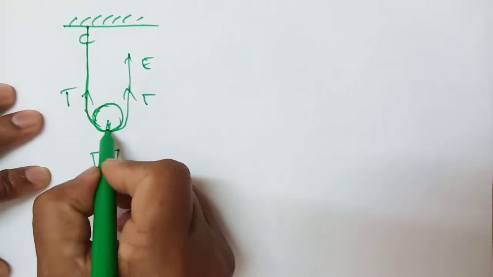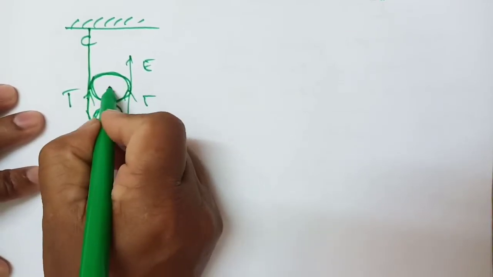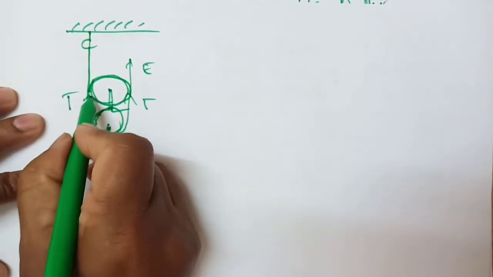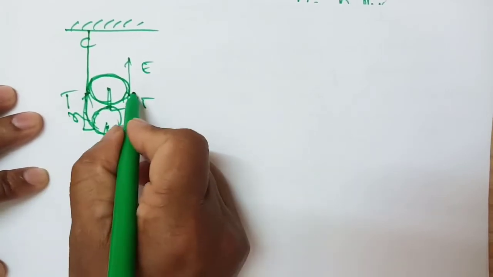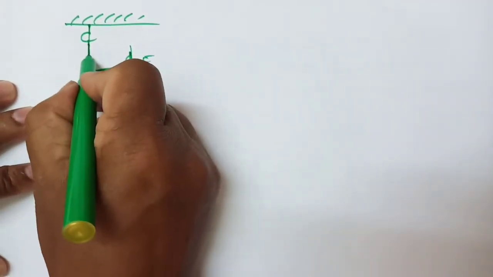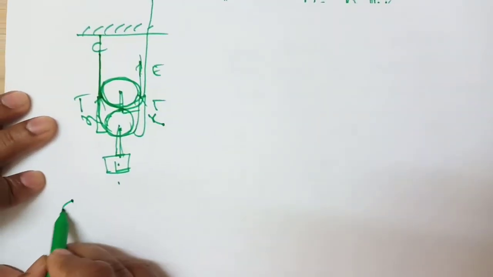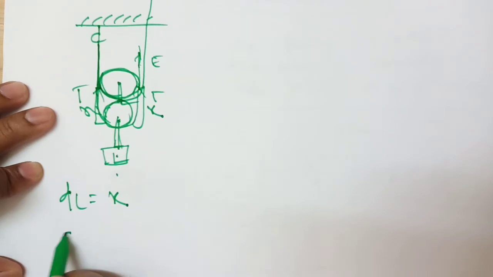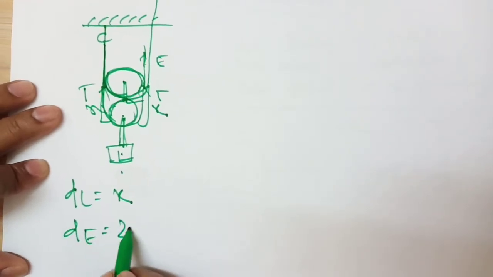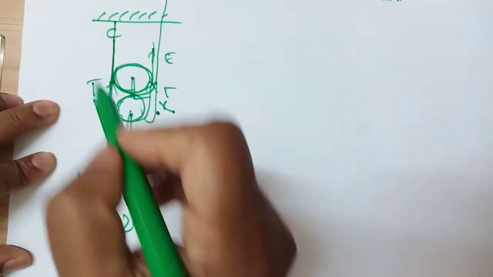Suppose this load will go a distance x, up to here. This distance is x. So what happens to the effort? This side x, this side x. So if the displacement of load is x, the displacement of effort became 2x. It will go a distance of 2x.